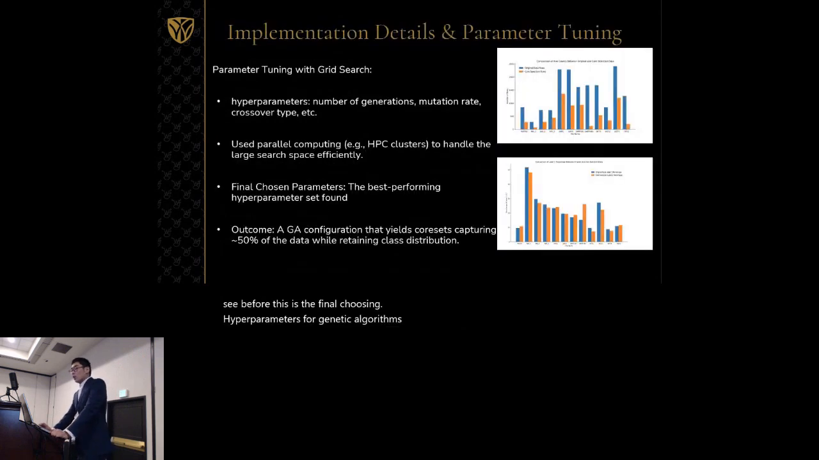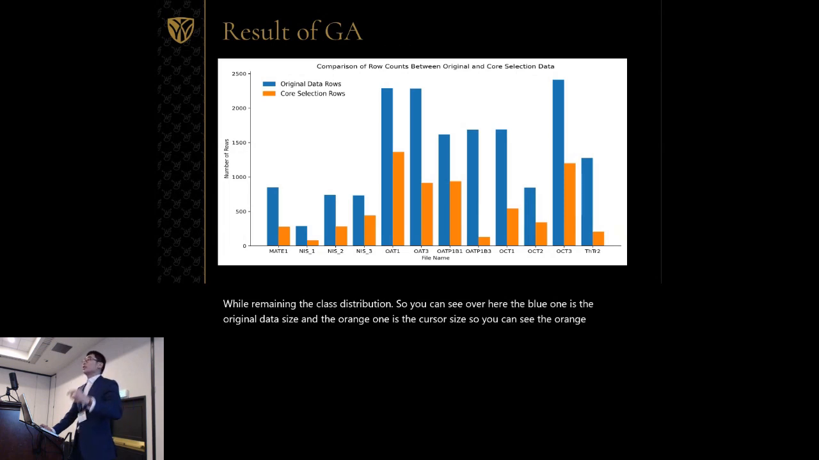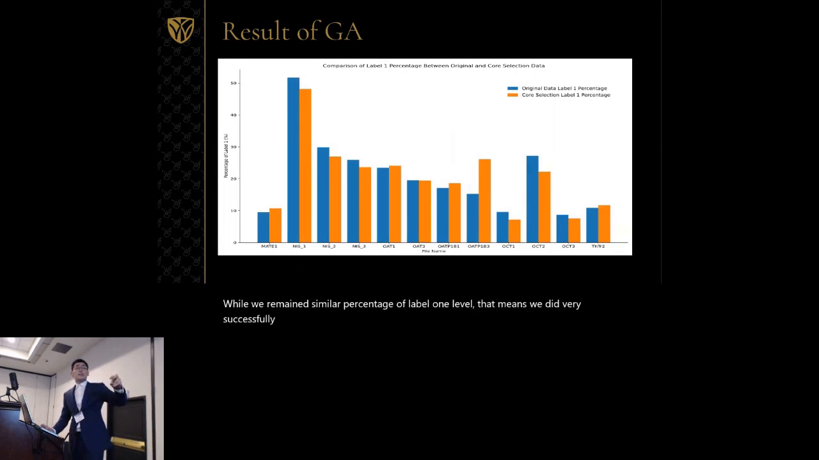And the outcome is our genetic algorithm yields core sets capturing around 15% of the original data size while retaining the class distribution. You can see over here, the blue one is the original data size, and the orange one is the core set size. The orange one is nearly half of the original data size, while we retain a similar percentage of label 1, which means we did very successfully for the core set because we preserve the class distribution.